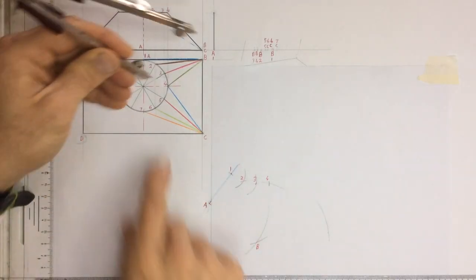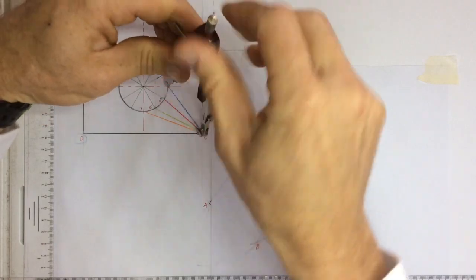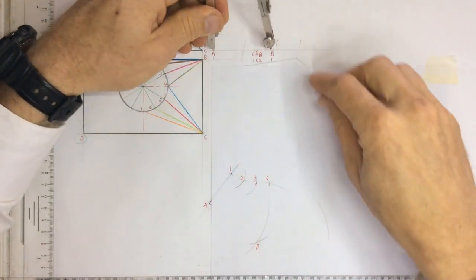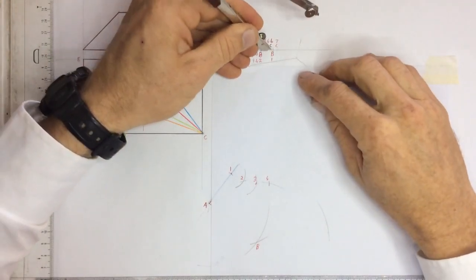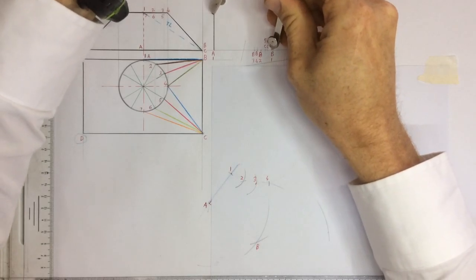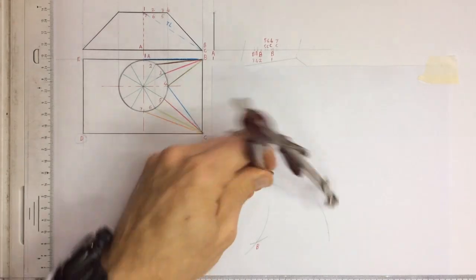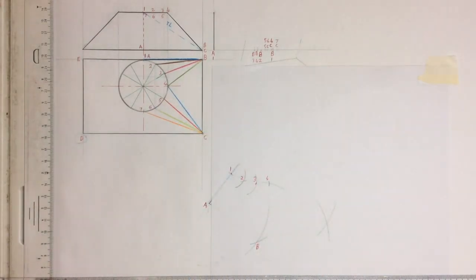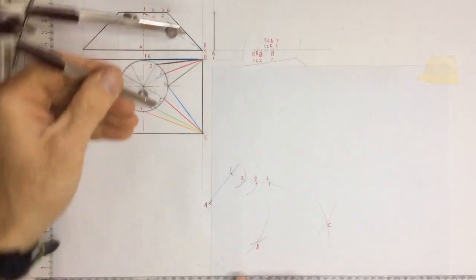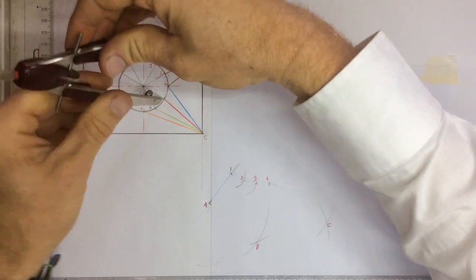I now need to find out what the true length distance is from 4 to C. I take this distance from the top view, go to my graph, mark it off as 4C. Take that true length distance off the graph, and I go to 4 and mark off where C is. Once I've got that, I'm going to measure this distance from 4 to 5.